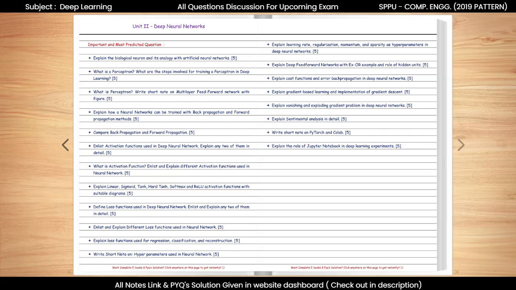Now, let us move on to our next important topic, multilayer feed-forward network. From this topic, we can expect questions such as, what is perceptron? Write short note on multilayer feed-forward network with figure. A multilayer feed-forward network contains an input layer, one or more hidden layers, and an output layer. Information flows only in one direction, from input to output.